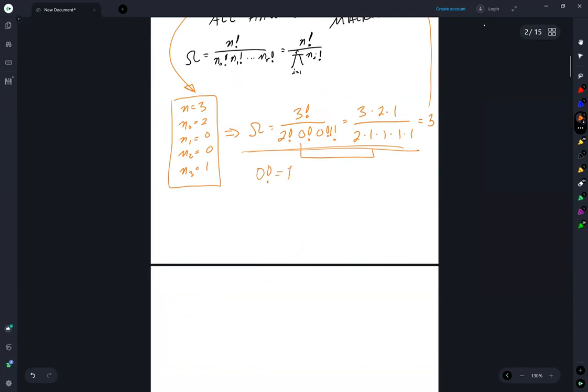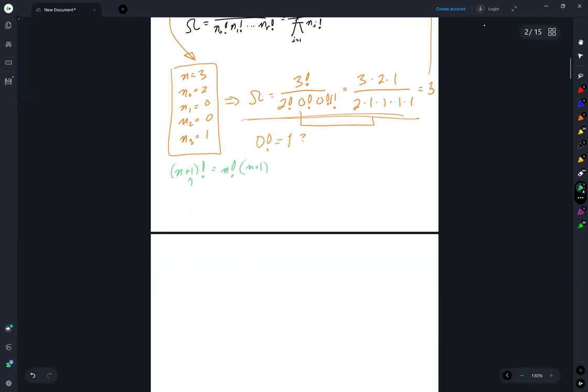why is 0 factorial equal to 1? Well, that's because we can express factorials in a recursive manner, right? So, for example, we know that n plus 1 factorial is n factorial times n plus 1, right? That's the definition, because we're just adding one more to that factorial. And that means that we can write n factorial is n plus 1 factorial over n plus 1.